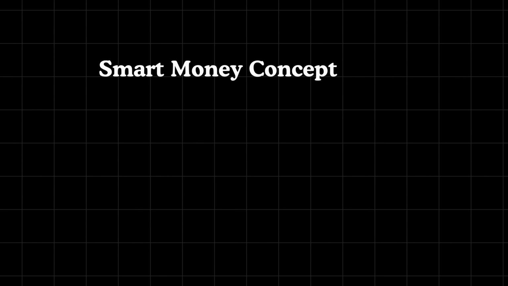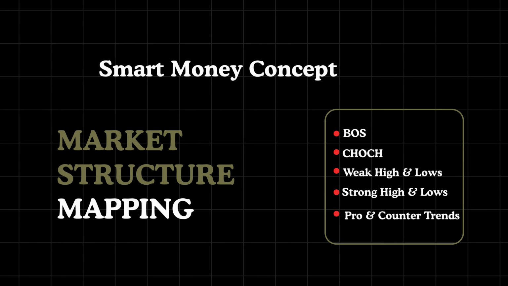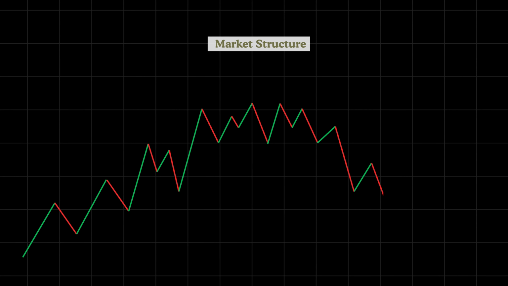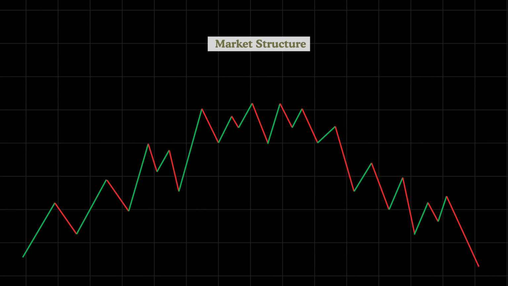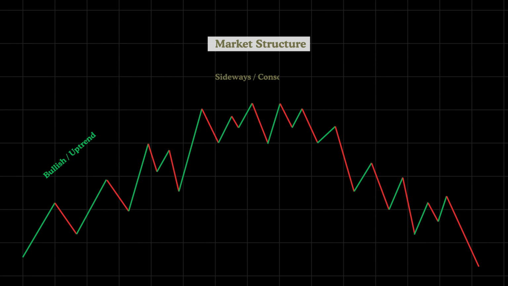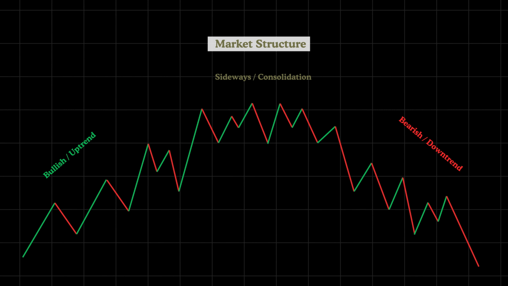In today's video, we're going to learn how to perform complete market structure mapping under the smart money concept. So, let's first break down market structure. The market generally has three main phases or structures. A bullish structure, also referred to as an uptrend in price action, a sideways structure, and finally a bearish structure or downtrend, which we observe on the chart.